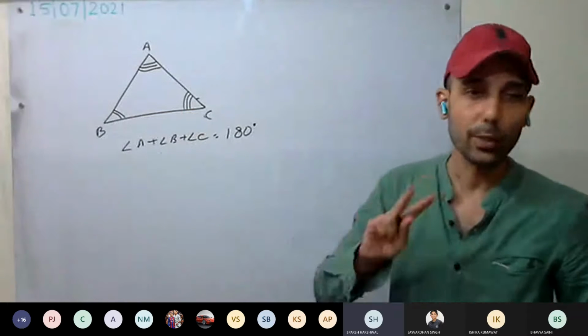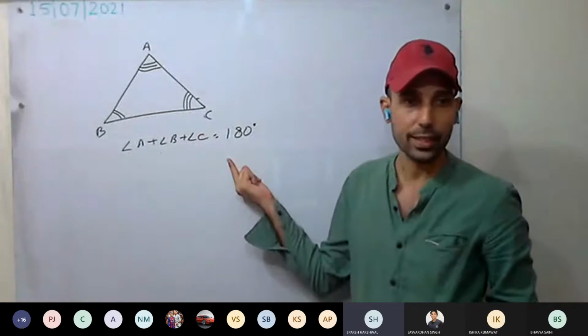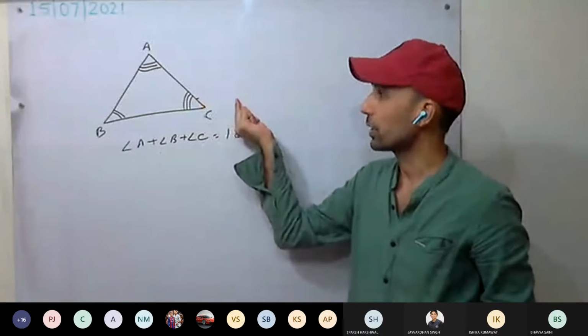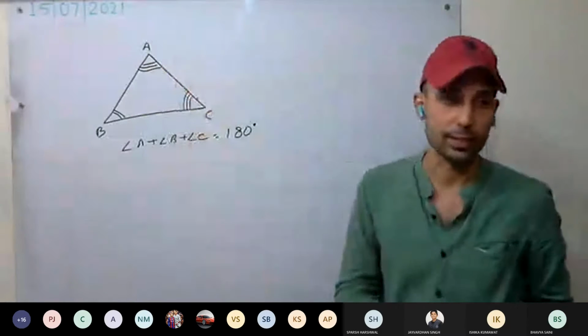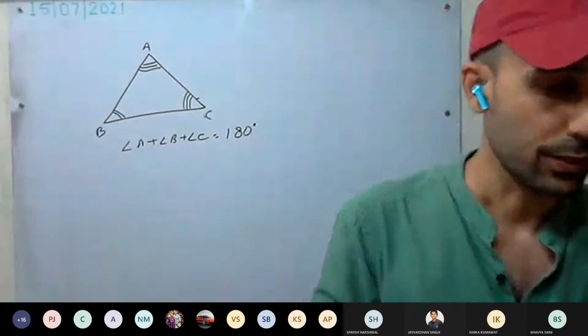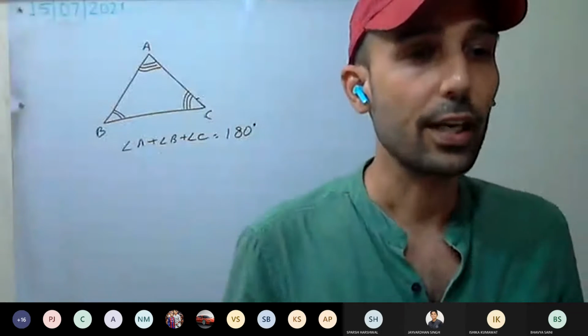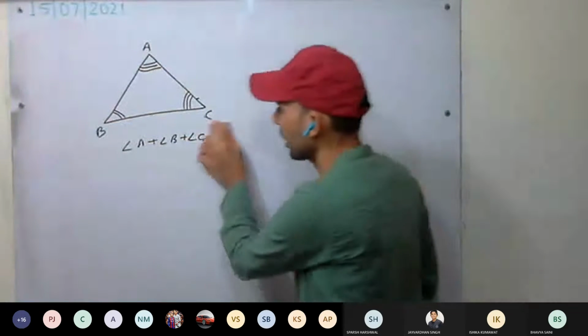Okay. So we have learned two properties. One is the angle sum property of the triangle. One is the exterior angle property, that is, the exterior angle is equal to the sum of the interior opposite angles. These we are going to use. These things are clear. So now we can start congruency. Till now we haven't.